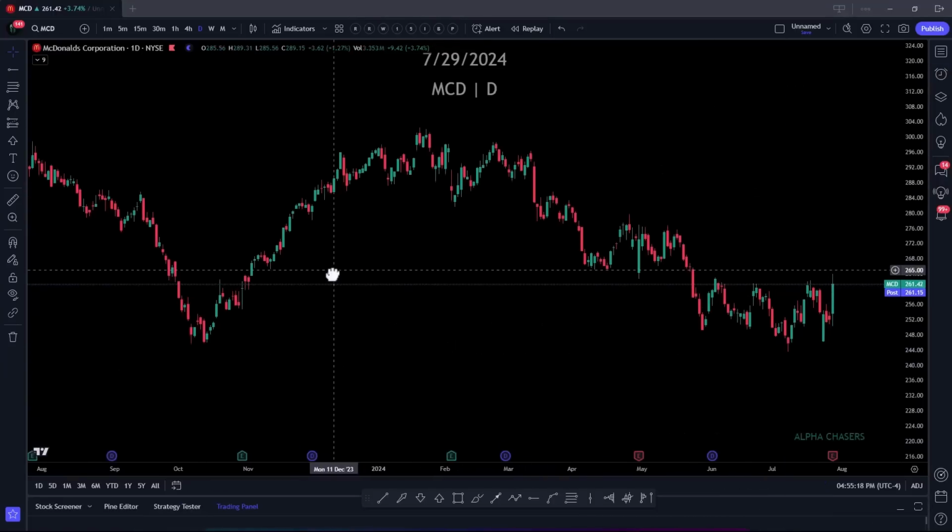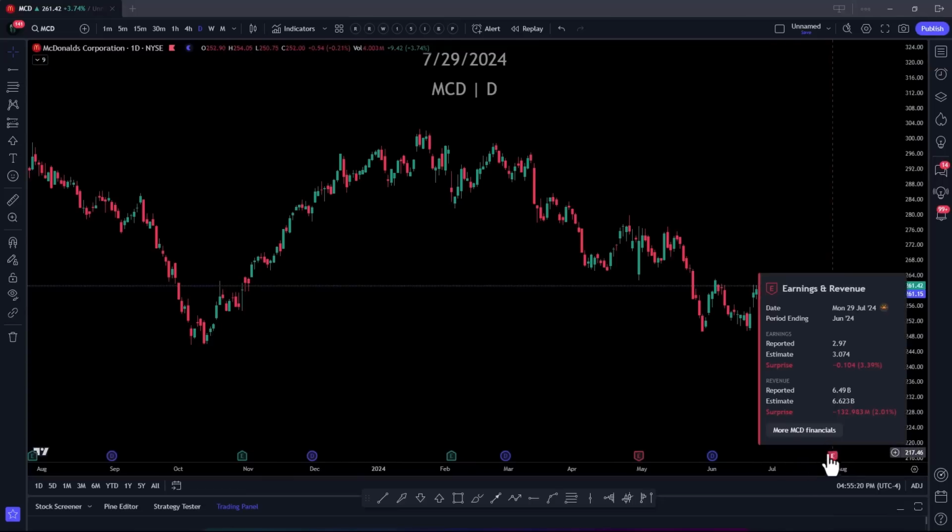Let's start here. McDonald's comes out with earnings and they miss. McDonald's misses its comp sales for the first time. Now, missing their comp sales for the first time, what's important about this? They haven't done it since the pandemic.